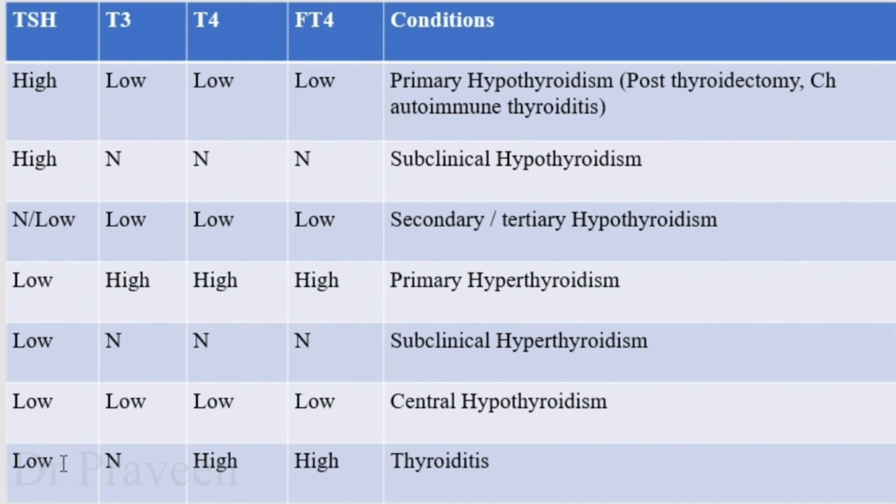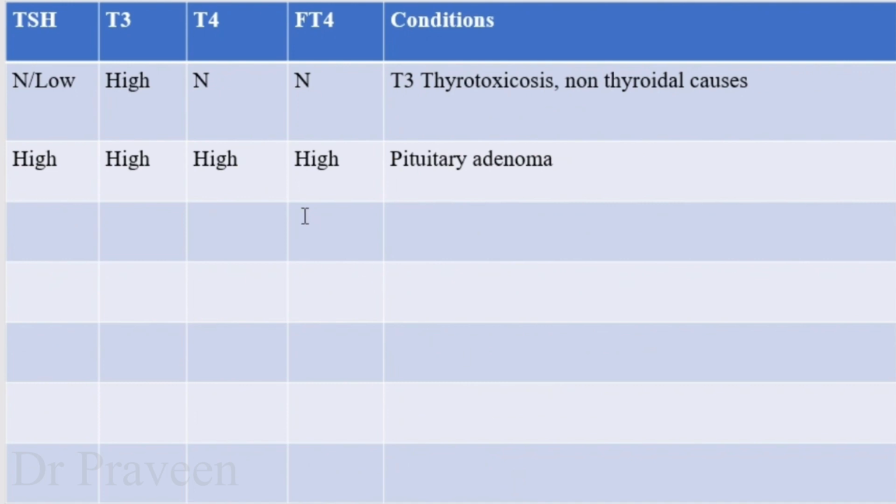If the TSH is low and T3 is normal and T4, FT4 are high, this kind of condition is seen in thyroiditis. If the TSH is low, T3 is high, T4 and FT4 are normal, then this is called T3 thyrotoxicosis, as in Graves' disease, where we can see such a picture. If TSH is high, T3 is high, T4 is high, FT4 is high, then this is seen in case of pituitary adenomas.